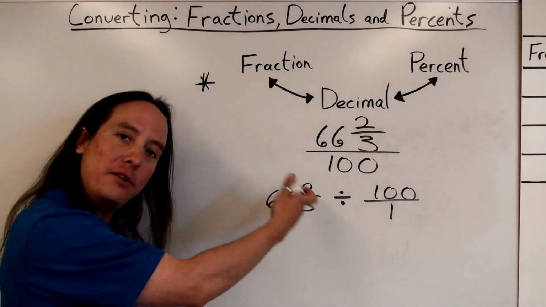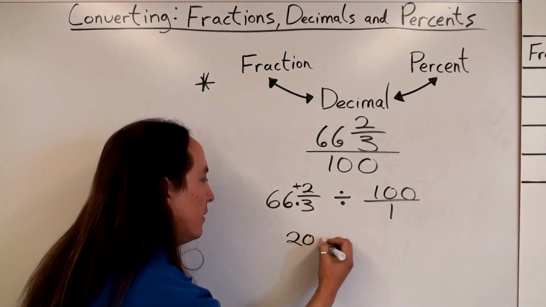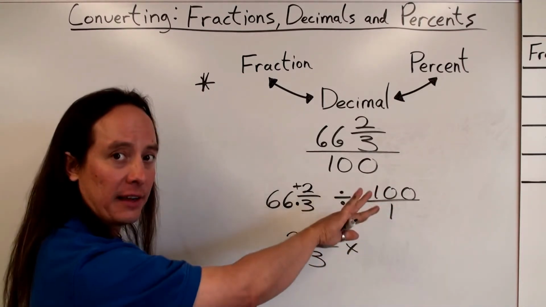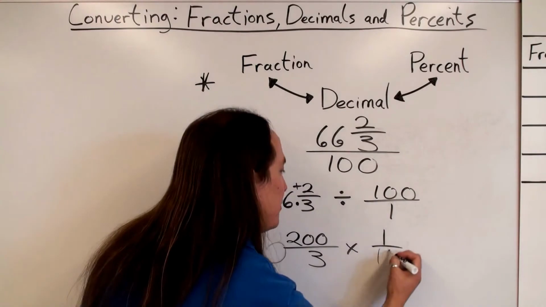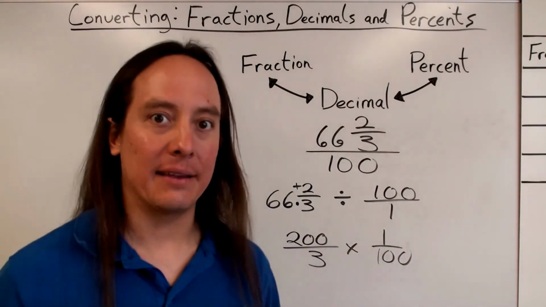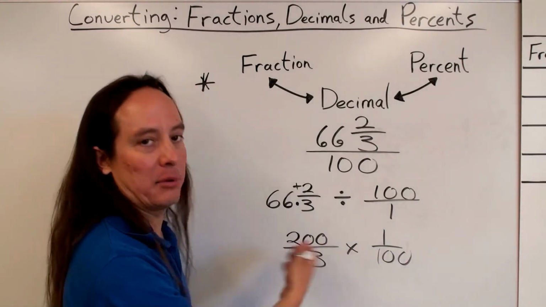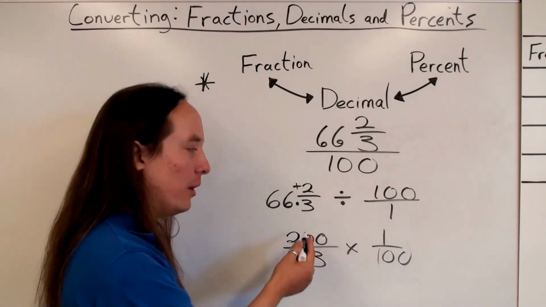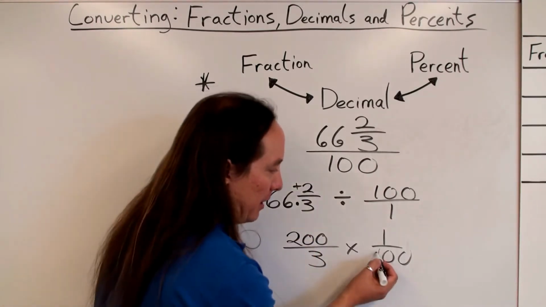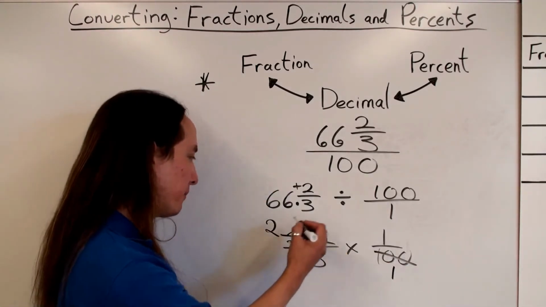I got to convert the mixed number into an improper fraction. That's going to be 200 over 3. And I'm going to go ahead and take the inverse of the second fraction. And I do that so that I can have an opportunity to cancel. It doesn't always mean that I can cancel. It just means that it gives me the opportunity to cross cancel. And in this example, it works out nicely, right? 100 and 200, they can be reduced or divided by 100. So 100 divided by itself is 1. 200 divided by 100 is 2.